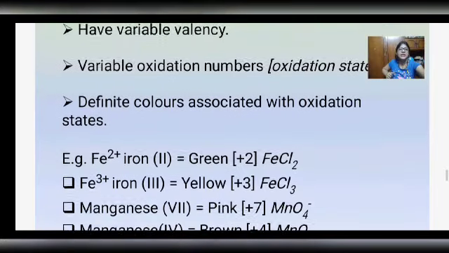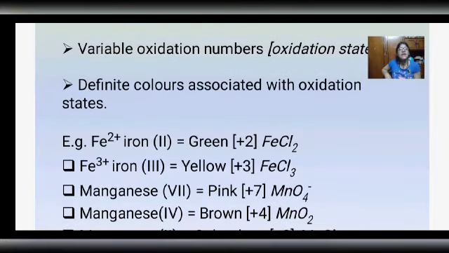For example, let us see. Fe2 plus ion, that is ferrous ion. Ferrous ion has an oxidation state of plus 2 and it is green in color. Example, ferrous chloride. Now talking about ferric ion, it has plus 3 charge. So naturally it will have an oxidation state of plus 3 and it is yellow in color.